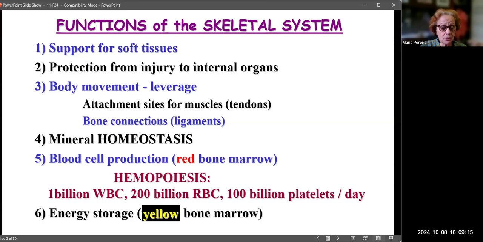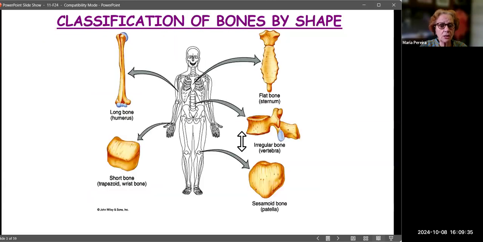And then it also is a site where there's storage of energy like fatty acids in the yellow bone marrow. The yellow bone marrow is stored in the long bones. Okay, so these are the major functions of the skeletal system. Okay, now the bones in our body can be classified depending on their shape and depending on their structure.